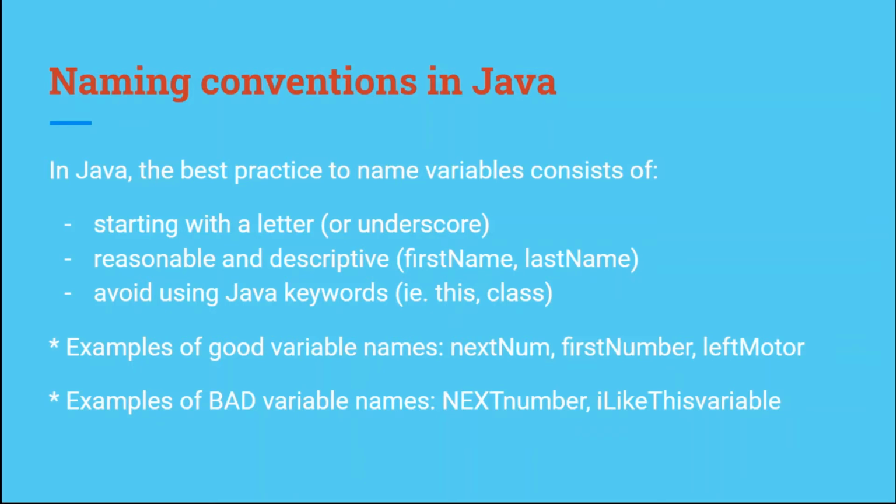Examples of bad variable names include NEXTnumber with all caps on the NEXT. Not only is it bad practice to have a bunch of capital letters like that right next to each other, but also you shouldn't start with a capital letter. And the N in number should be capitalized because it's the second word. Another bad example would be "I like this variable." While they did use camel case in "I like this," that works, you shouldn't really name a variable "I like this variable" because it's not descriptive of the actual variable, it's just a subjective thing you're saying about it.